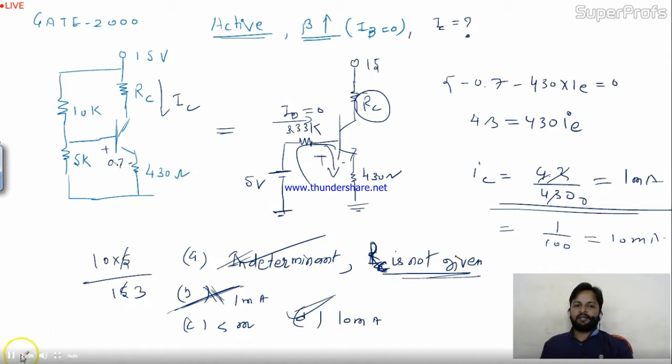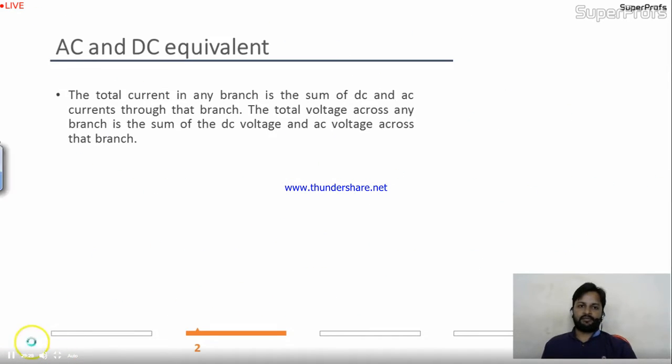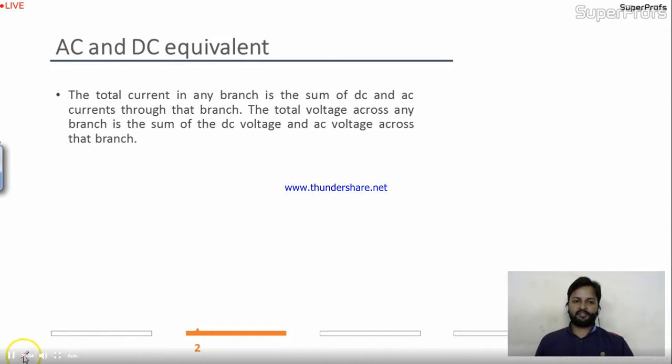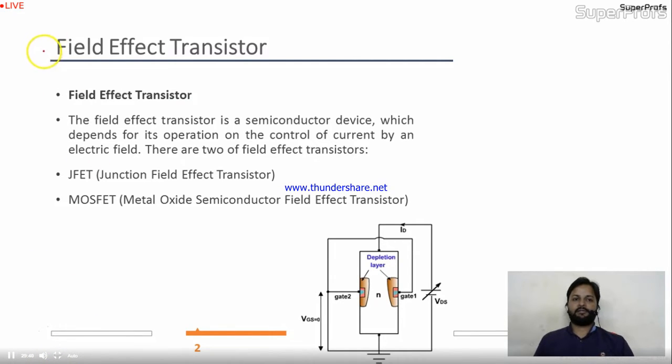Now we'll start the theoretical part. See, AC and DC is over. Now the next topic will be FET, field effect transistor. The BJT is over. Now let's come to the field effect transistor. The field effect transistor is a semiconductor device similar to BJT, which depends for its operation on the control of current by an electric field. There are two types of field effect transistor: one is JFET, one is MOSFET.